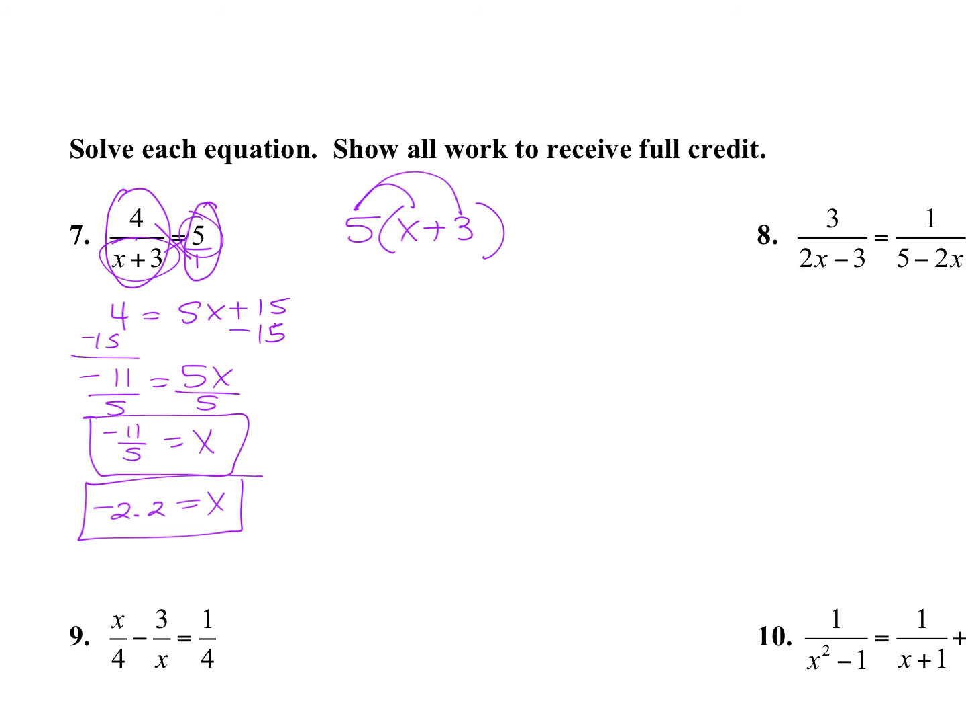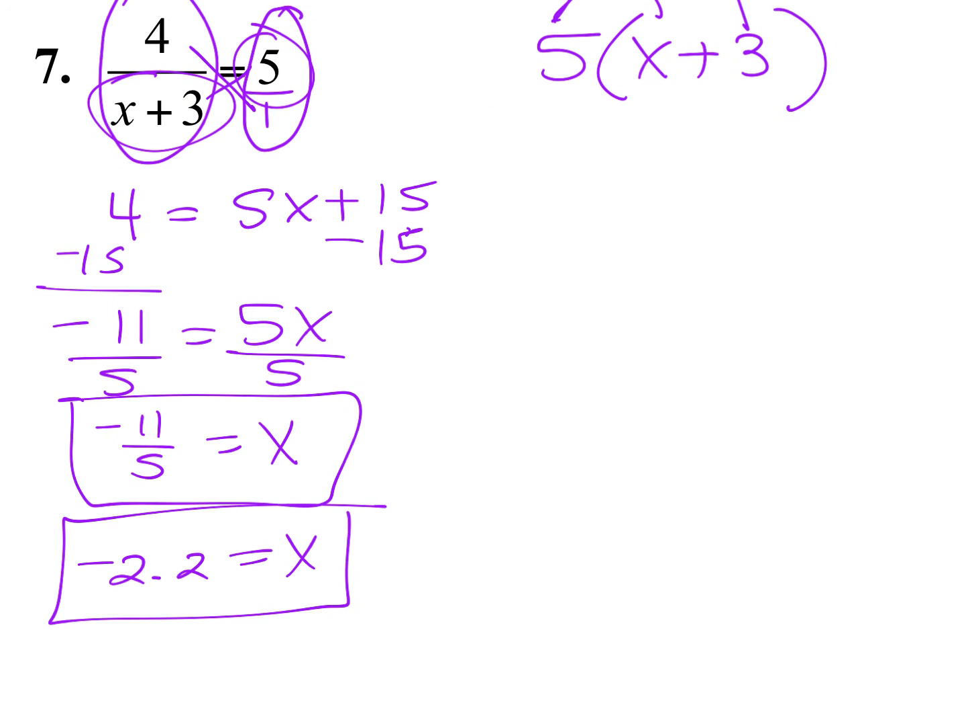How come I didn't on this one? You could, if you want to subtract the 4 here, then you would get 11, but then you'd have to subtract the 5x to the other side, so negative 5x equals 11, and then you would divide by negative 5, and you would still get the same answer. So if you like it that way better, that's fine. You can do that.